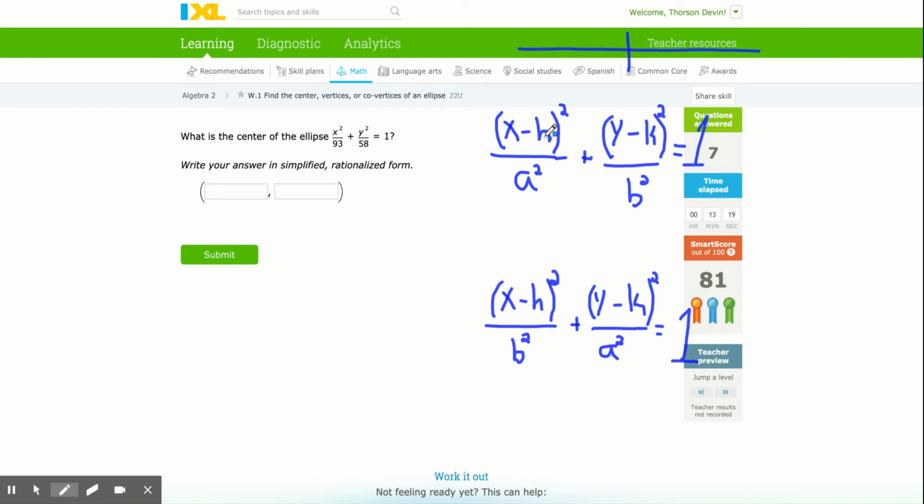So right here, this one, it's just asking for the center. It's asking for the value of h and k. But since there's no parentheses, the center of this one is actually the origin. It's (0, 0). So I'm just going to type in (0, 0), and then we'll look at the next one.